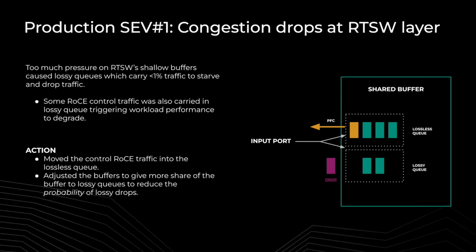Now the issues did happen. I will be taking you through some of the interesting issues we ran into during this course of our turnup. So one of the early issues was very high congestion drops at RTSW layers. Now, we would expect that a lossy queue would drop traffic, but we did not expect that a queue which is actually taking less than 1% of the traffic would drop. However, because these are lossy traffic queues, they will drop the traffic.